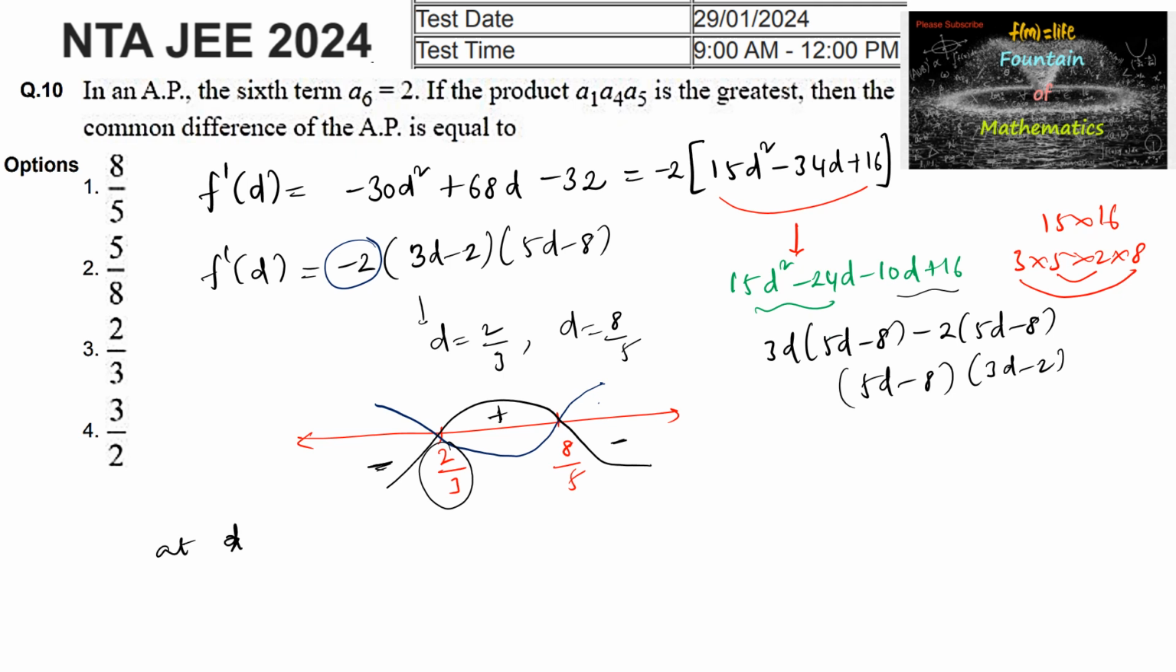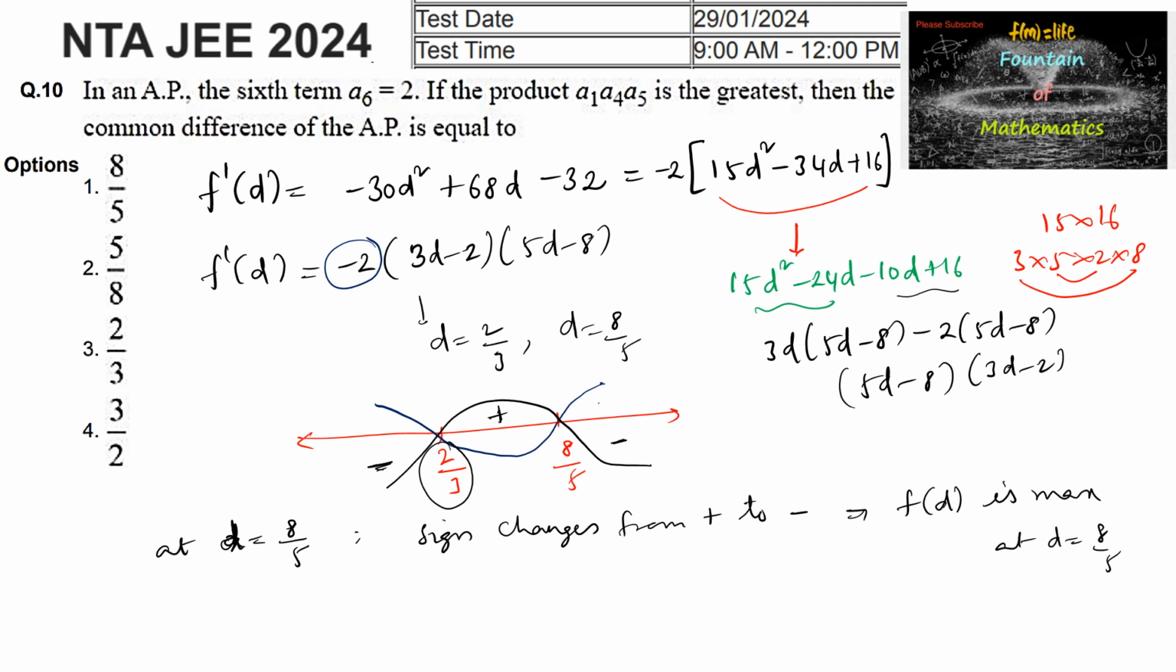So at D is equal to 8 by 5, the sign changes from positive to negative, which implies that f of D is maximum, the function is maximum at D is equal to 8 by 5. So we can say that for the product to be the greatest one, D is equal to 8 by 5 is to be considered. So we can go with option A.